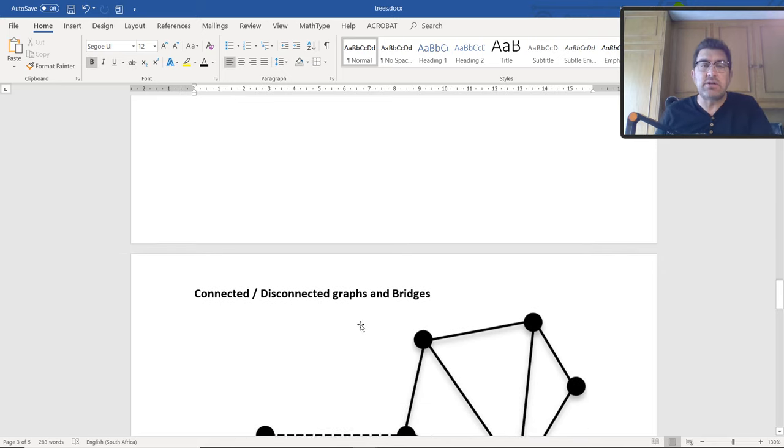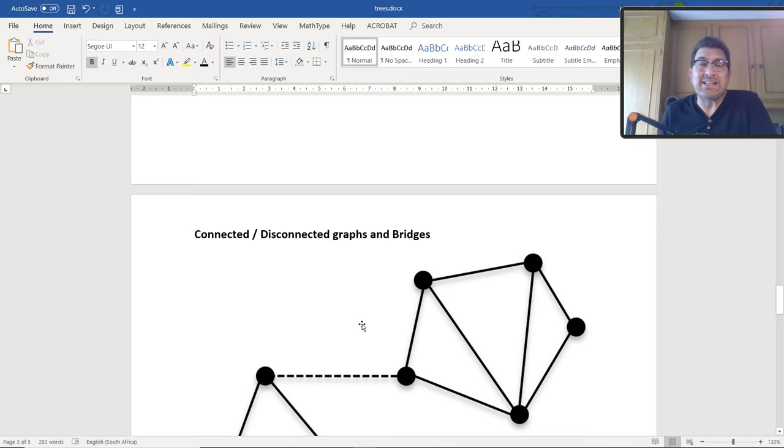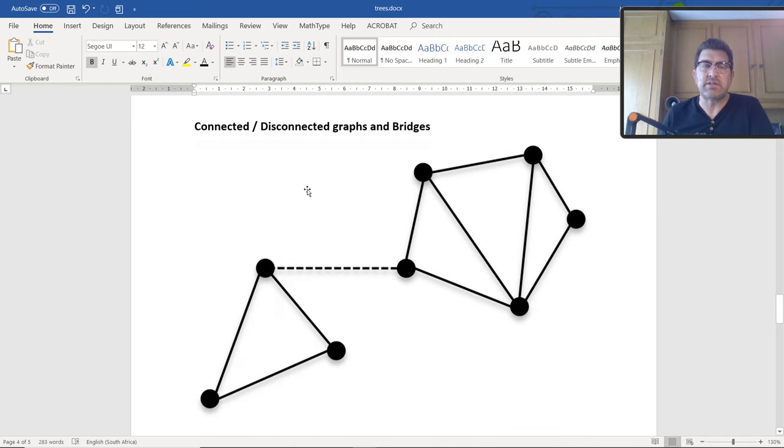Okay, so let's continue and let's look at a few ideas that relate to what we just spoke about. Just to remind ourselves, what is a connected graph? We have connected or disconnected graphs, and we have something that we're going to call bridges. Okay, very important. So this graph here, just imagine for now that that line is indeed drawn, is a connected graph, meaning you can get from any vertex to any other vertex. Okay, the moment we remove that line from the graph, we have a disconnected graph. And the line we have removed is called a bridge.